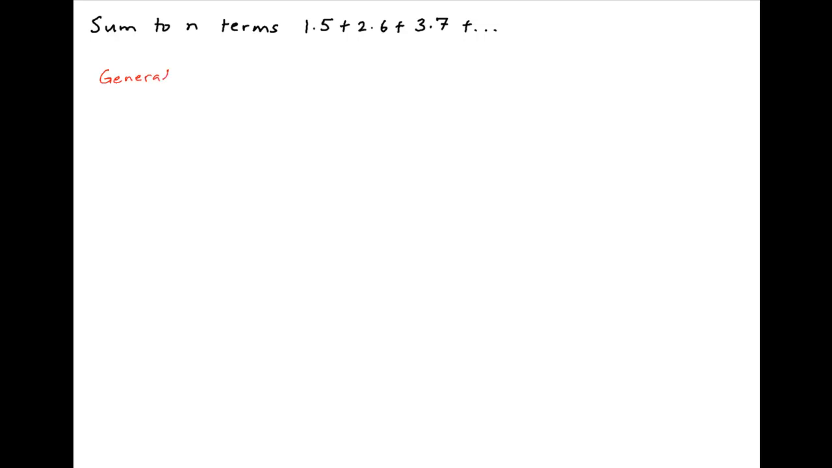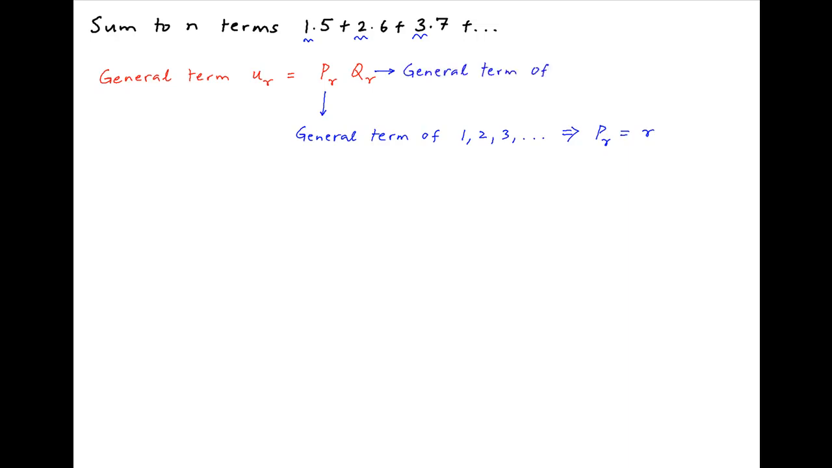The rth term of this series is the product of two components. Let's denote those components by P_r and Q_r respectively. P_r is the general term of the series 1, 2, 3 and so on, and therefore P_r is equal to r. The second component Q_r is the general term of the series 5, 6, 7 and so on, and therefore Q_r is equal to r plus 4. U_r is therefore equal to r times (r plus 4), which can also be written as r square plus 4r.